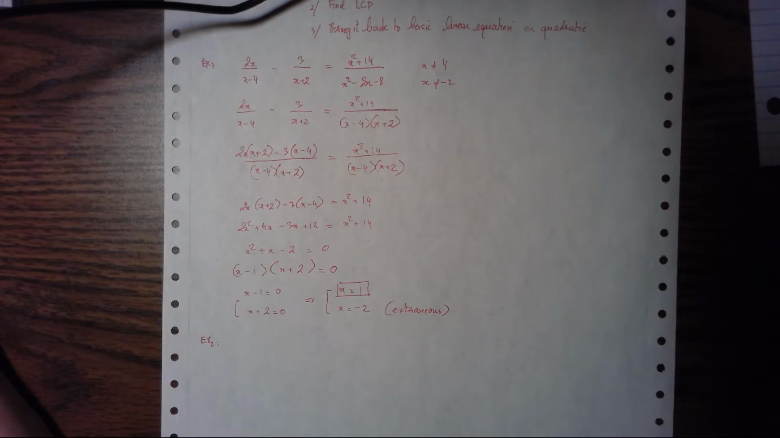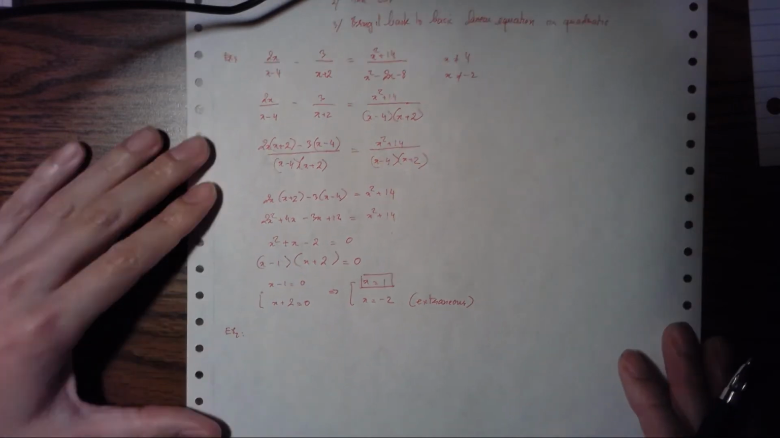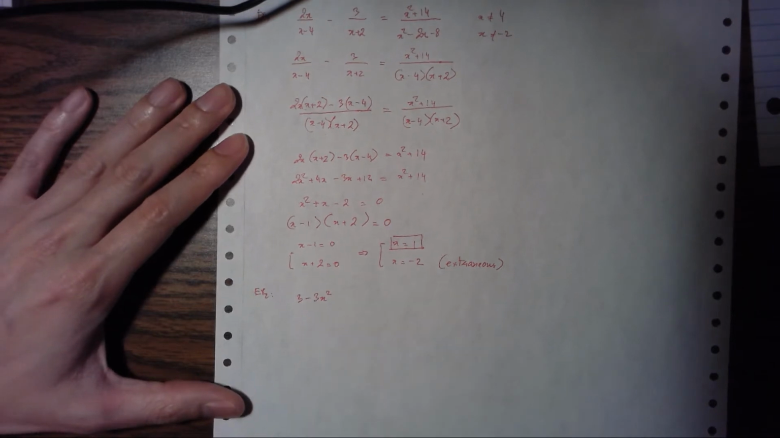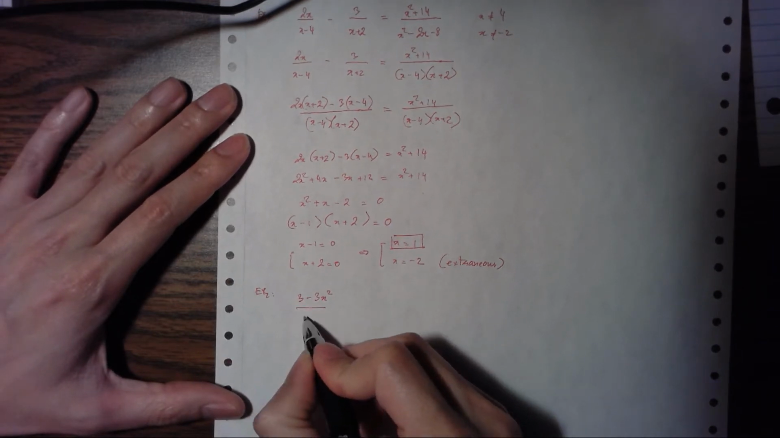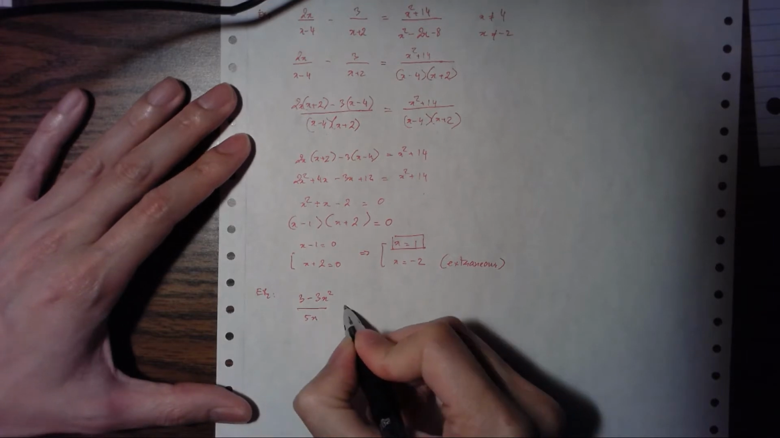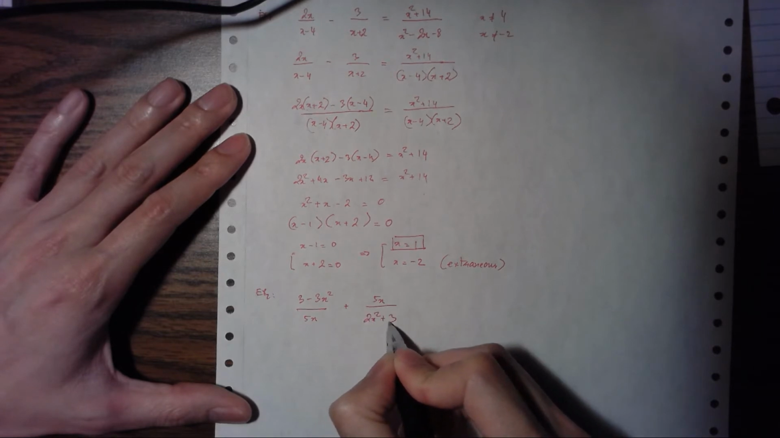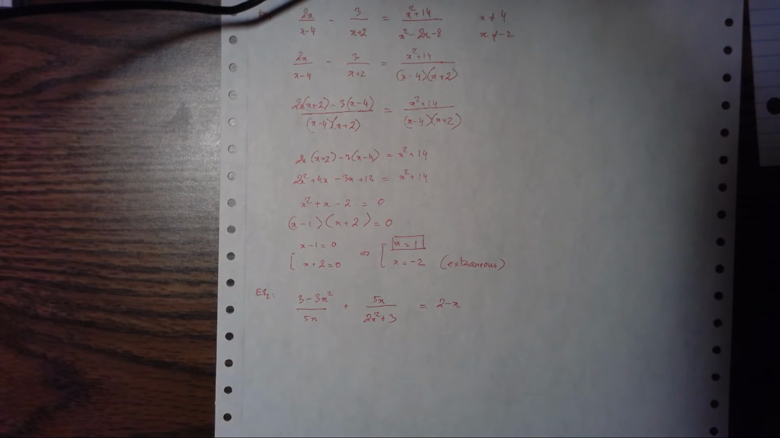We have a lot of different types of rational inequalities and rational equations. You can look it up online and see. What if I have something like this? What if I have 3 minus 3x squared over 5x equal to 2x squared plus 3 equal to minus x. Is it a rational equation? Yes, because you see x under the denominator.